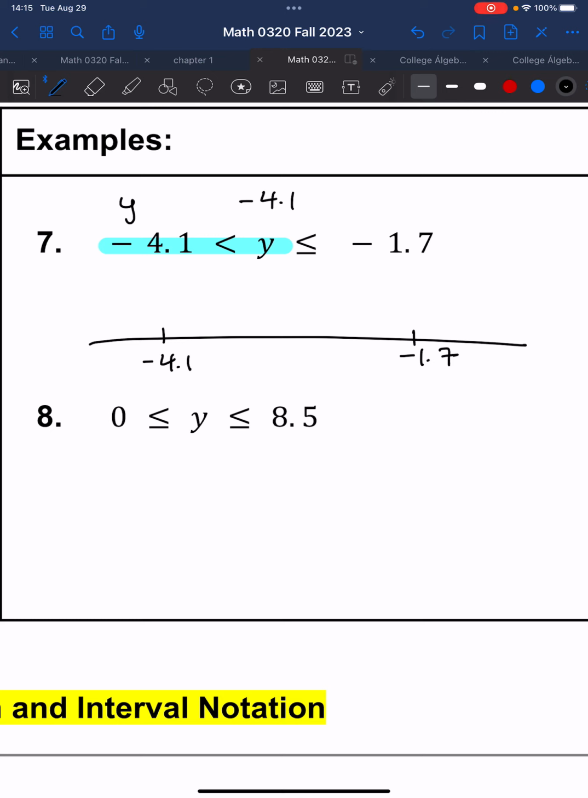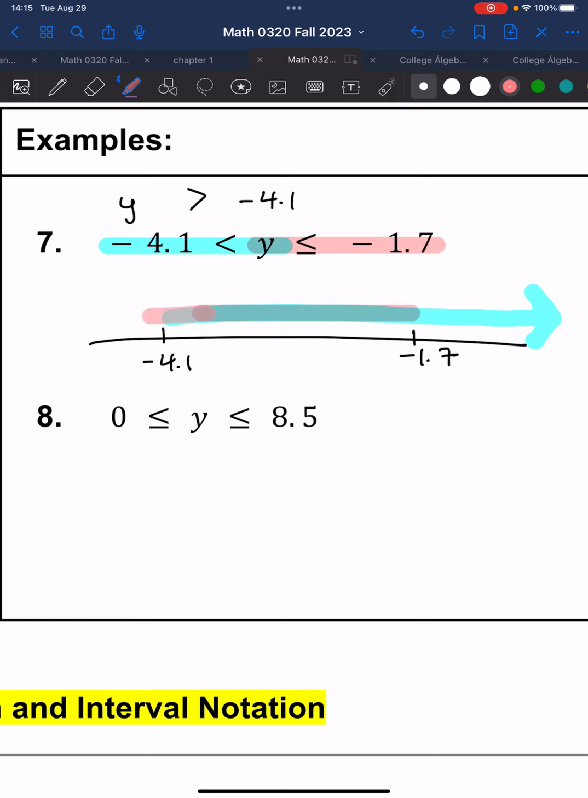Notice here that instead of the arrow pointing towards the y, it is pointing towards that -4.1. So I need to make sure that stays consistent. So here I have y is greater than -4.1. That tells me it is going to go in this direction. Now we're going to look at our second inequality: y is less than or equal to -1.7. Since it says less than or equal to, we are going to go in the other direction, to the left.